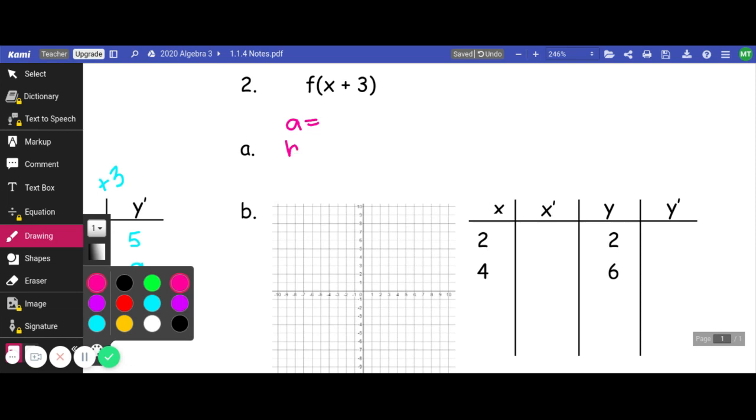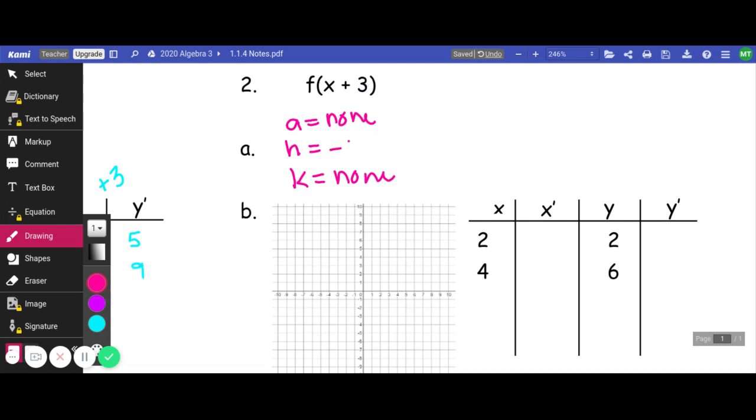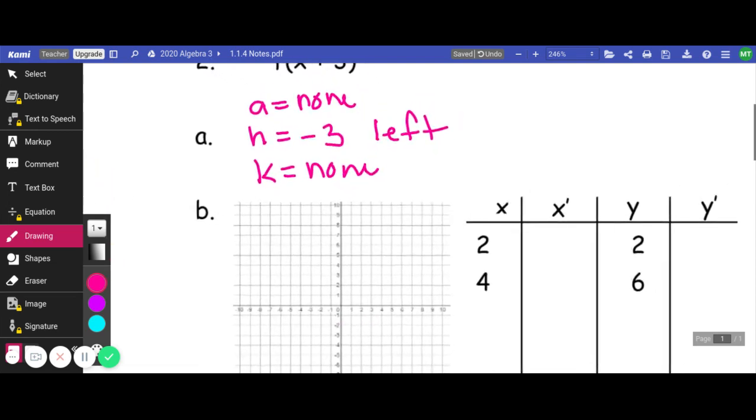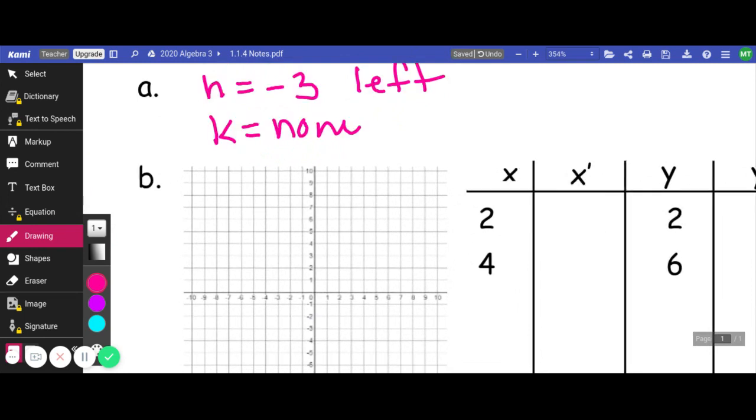Okay, so now let's go back to pink. We have our A, our H, and our K. A, remember, is in front of the f, which there is none. K is at the end, so that means there is none. Now the H. Remember, if it's plus 3, that means H is negative 3, which means it goes left. Hopefully that is ringing a bell. If not, go back and study the A, H, and K notes. There's a video. Go watch it.